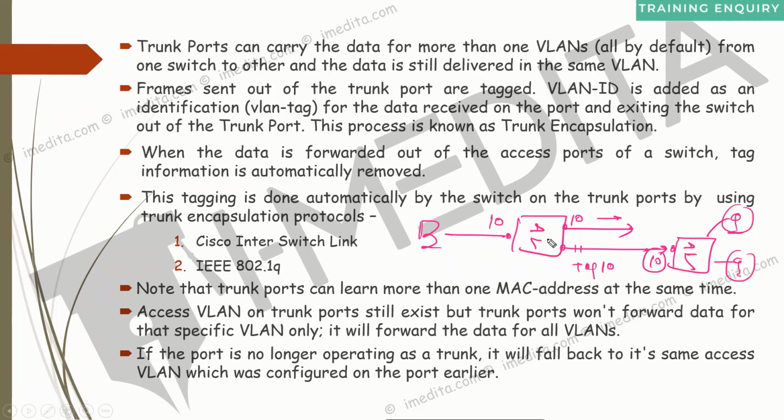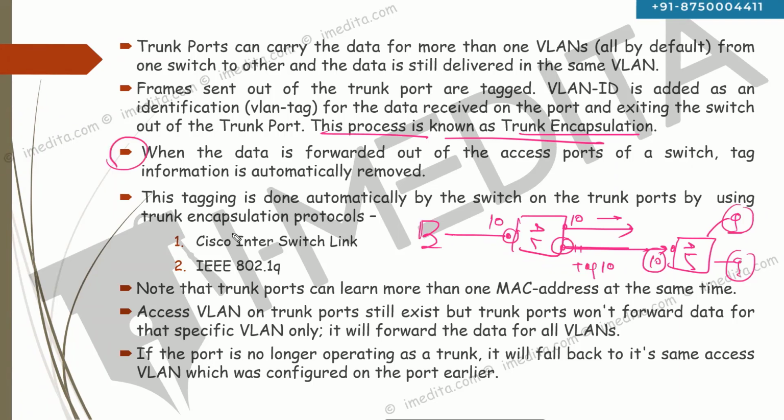This process, when the traffic is received onto the switch port and traffic exits out of the trunk port, some extra information will be added. That extra information is going to be in the format of a VLAN tag. That addition of extra information is what we refer to as trunk encapsulation. Trunk encapsulation is a process of adding some extra information on the data that exits out of the particular trunk link, right?